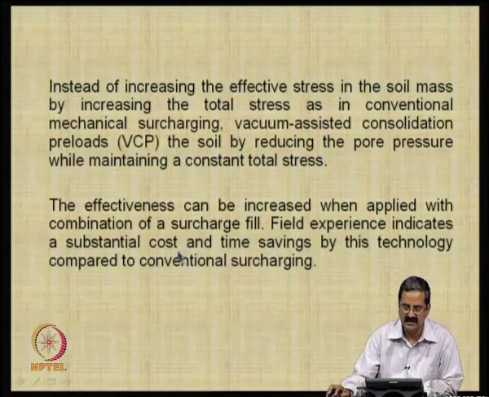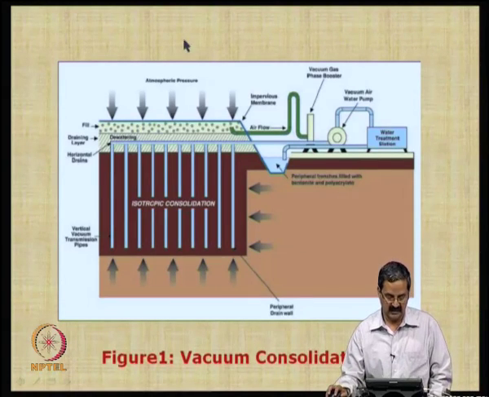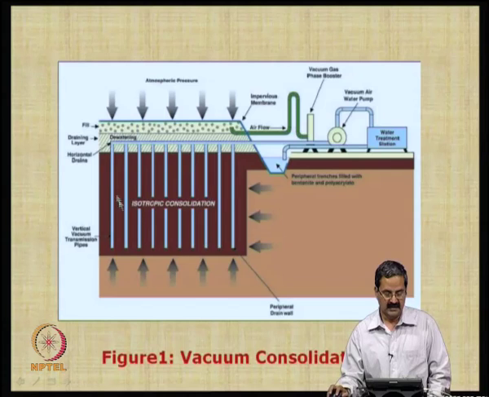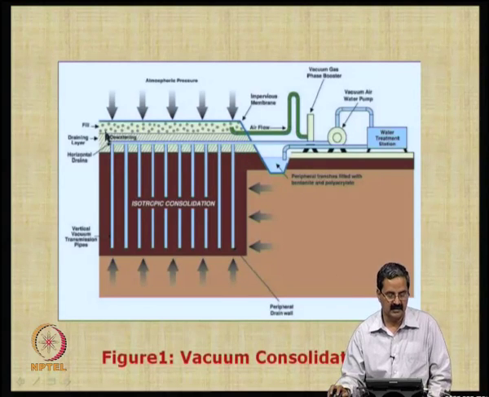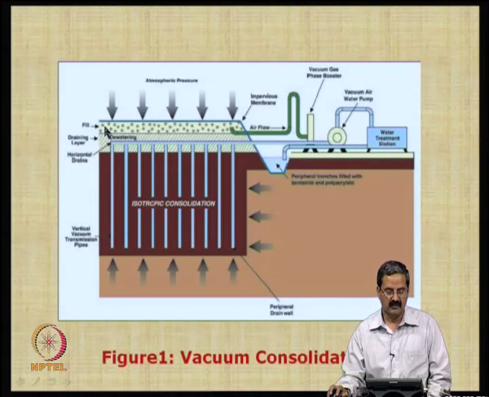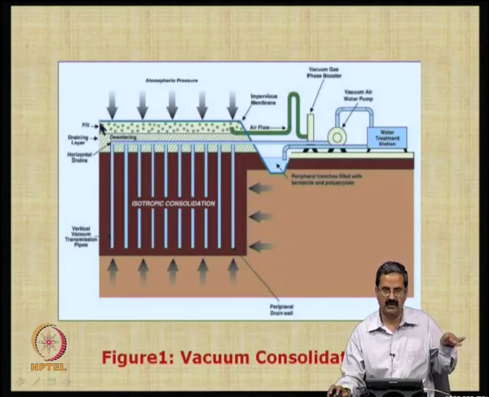Field experience indicates substantial cost and time savings by this technology compared to conventional surcharging. Of course, these are in many places outside, and here is an example. This is the area to be consolidated, and these are the sand drains. You can see a geomembrane laid here. This is a dewatering drainage layer, and this is a fill, placed in lifts of about 1 meter or so.